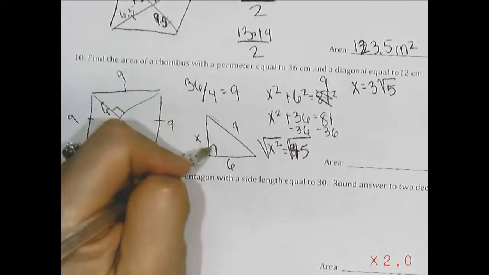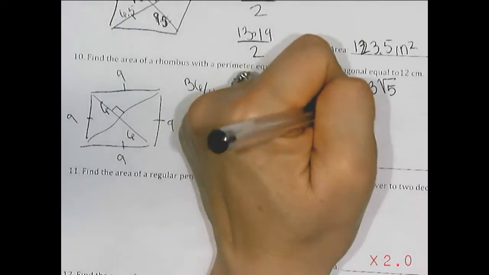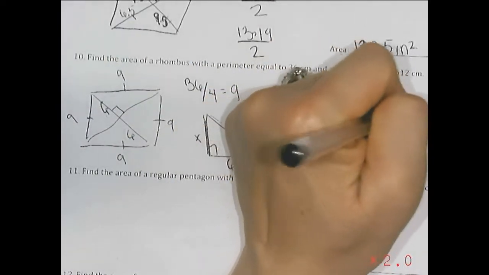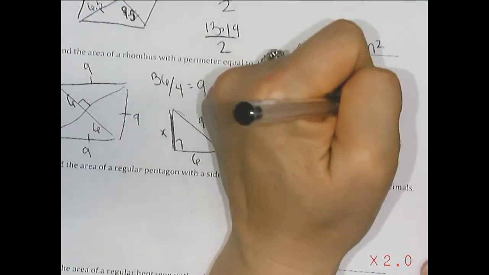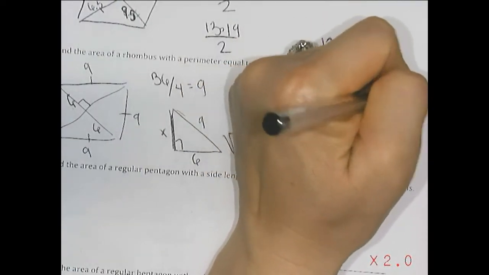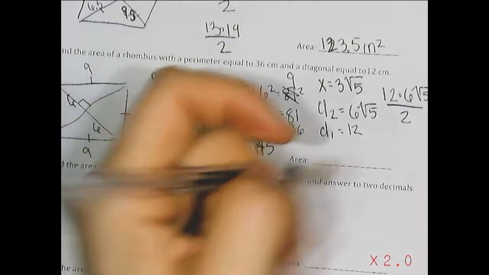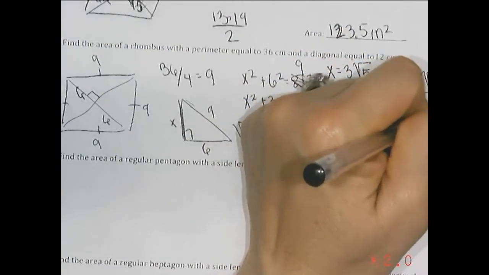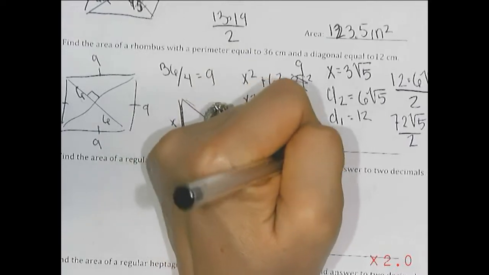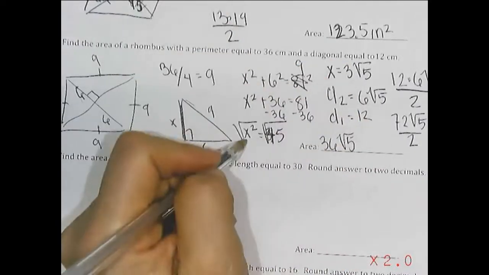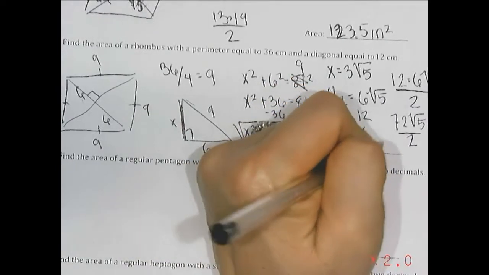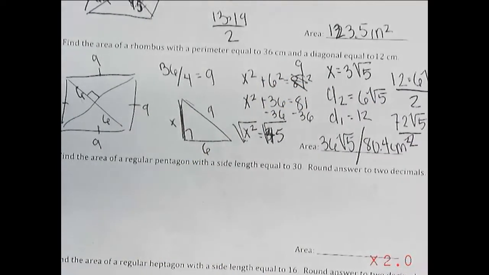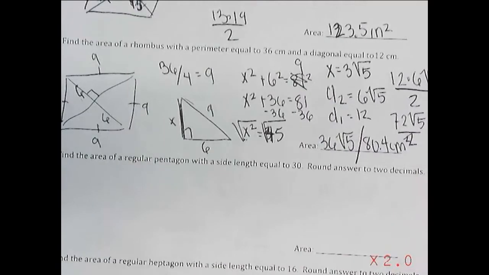And remember, that's only part of it, right? So you would need to double it. So diagonal 2 would be equal to 6 rad 5. Diagonal 1 we already know was equal to 12. Then I need to multiply 12 times 6 rad 5, all divided by 2. That would be 72 rad 5 divided by 2, which would give me 36 rad 5. If you did it by simply taking the square root right here, instead of simplifying it, you should have the answer 80.4 centimeters squared. Because it doesn't specify to leave it as a simplified radical or a decimal, you can use whichever option you prefer.